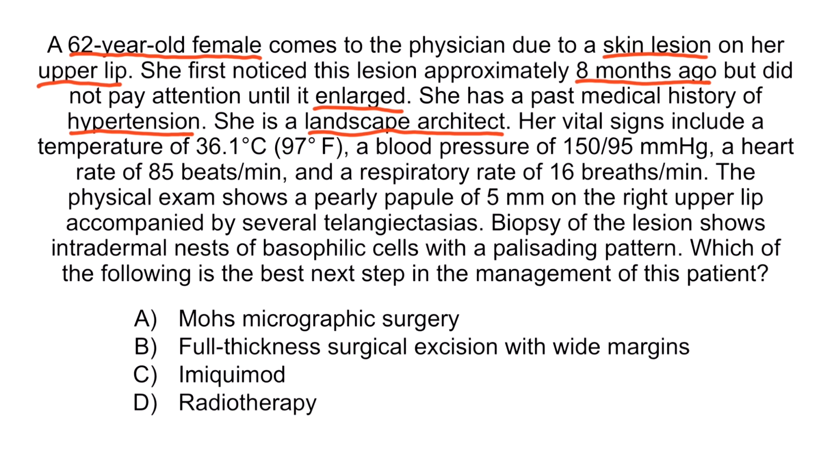The physical exam shows a pearly papule of 5 millimeters on the right upper lip, accompanied by several telangiectasias. Biopsy of the lesion shows intradermal nests of basophilic cells with a palisading pattern. Which of the following is the best next step in the management of this patient? A. Mohs micrographic surgery. B. Full thickness surgical excision with wide margins. C. Imiquimod. Or D. Radiotherapy.